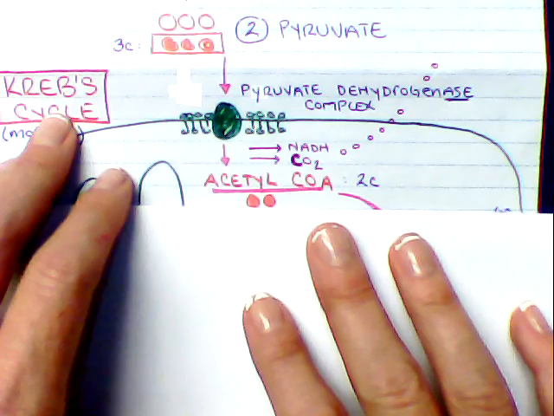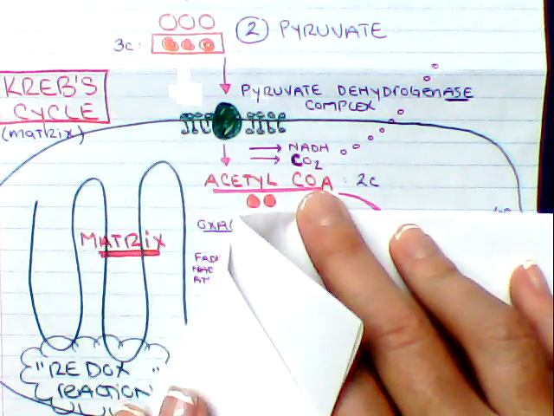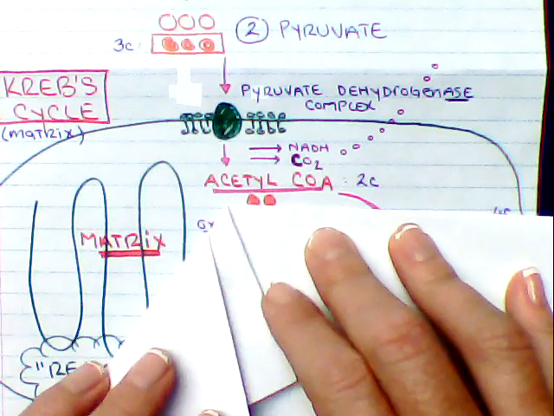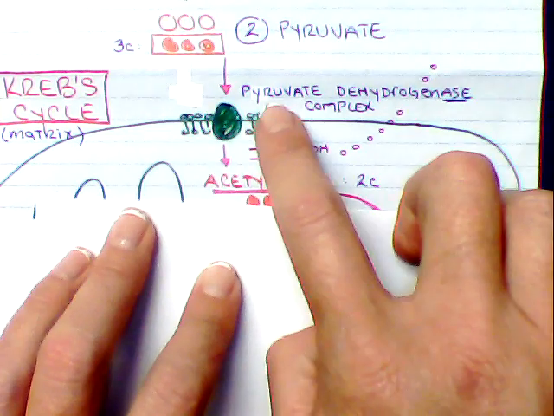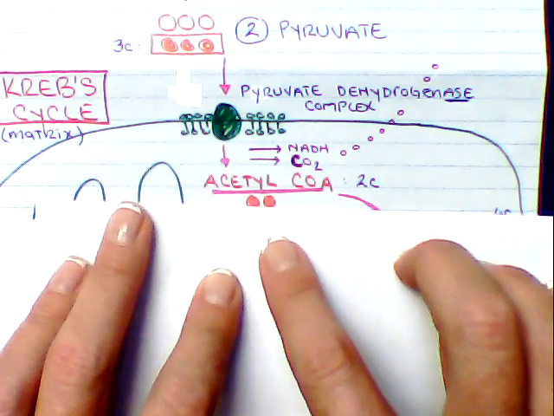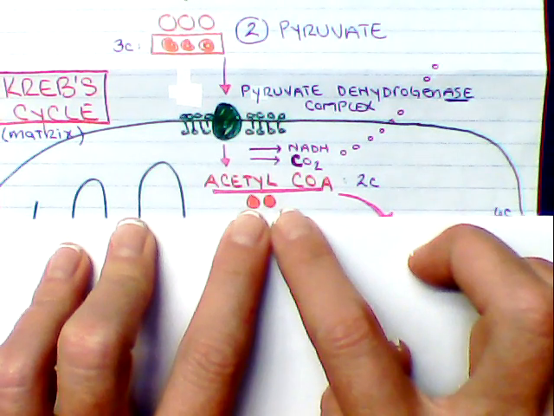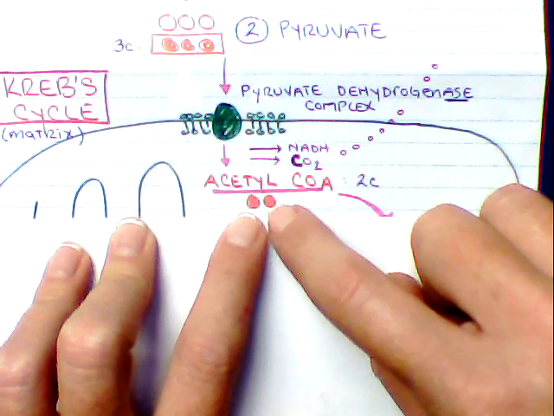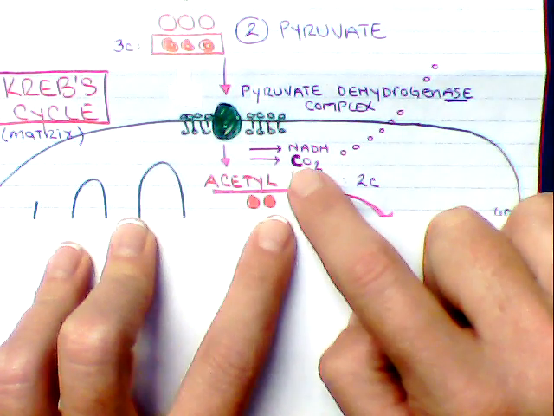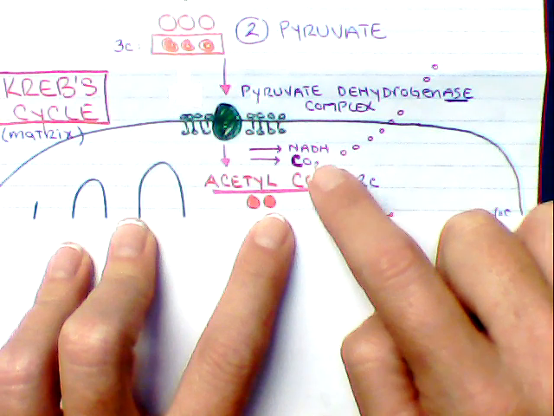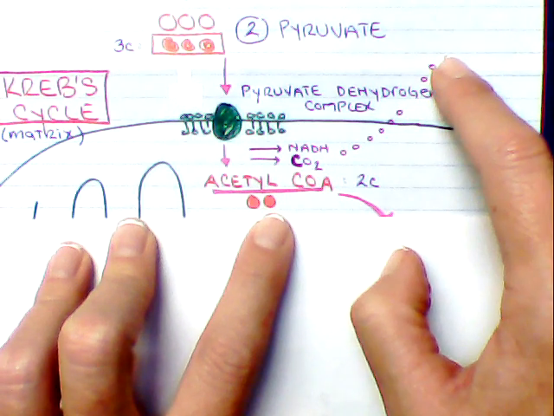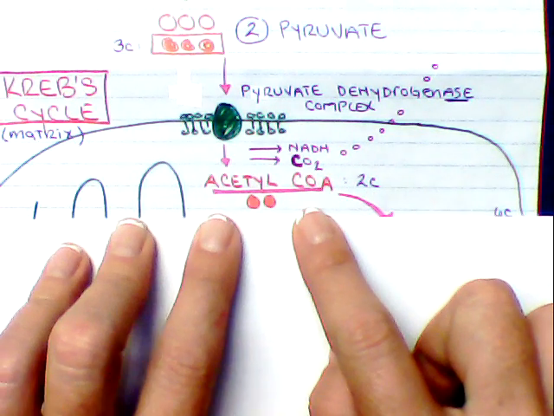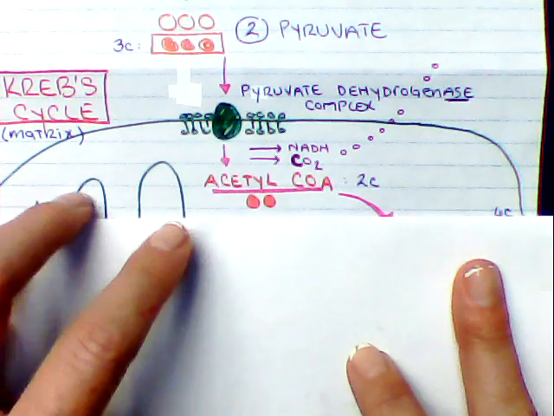Once it gets into the matrix, we're actually way inside the center of our mitochondria. We take our pyruvate, which gets ripped apart into a 2-carbon molecule. So again, we started with 3, went inside, got ripped apart into 2, and the 1 got sent off as CO2. We make it and then use it as a byproduct. This 2-carbon molecule is known as acetyl-CoA, and yes, you do need to know all of this.